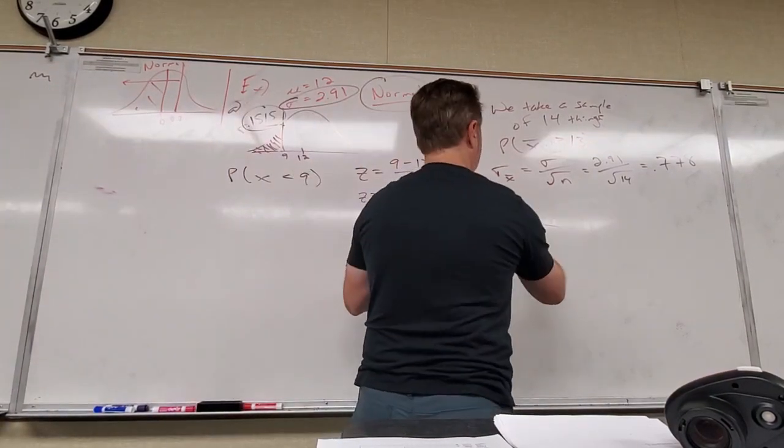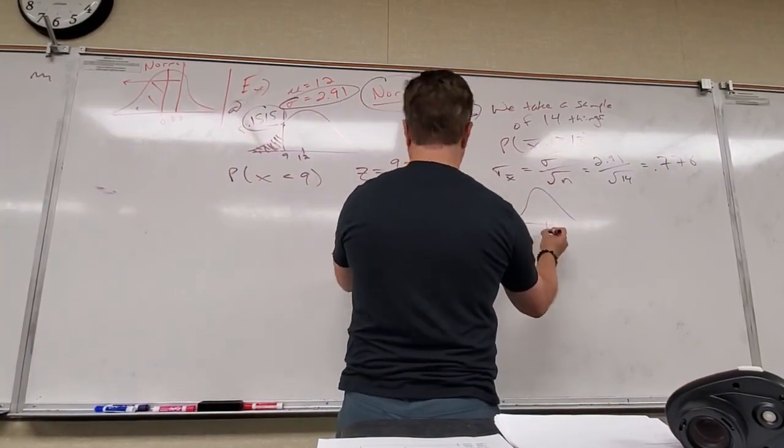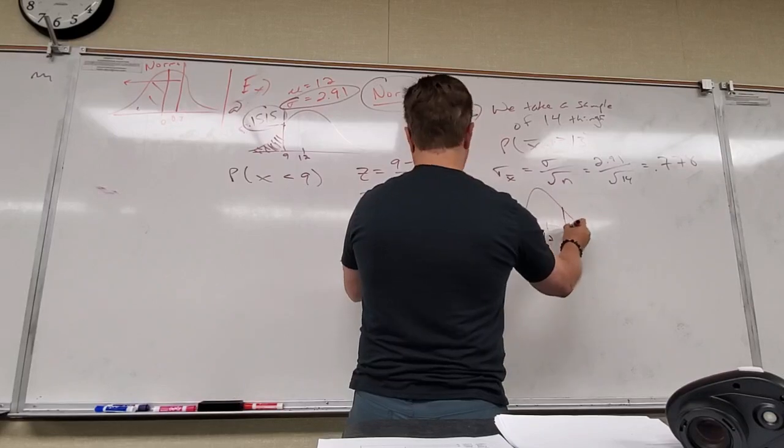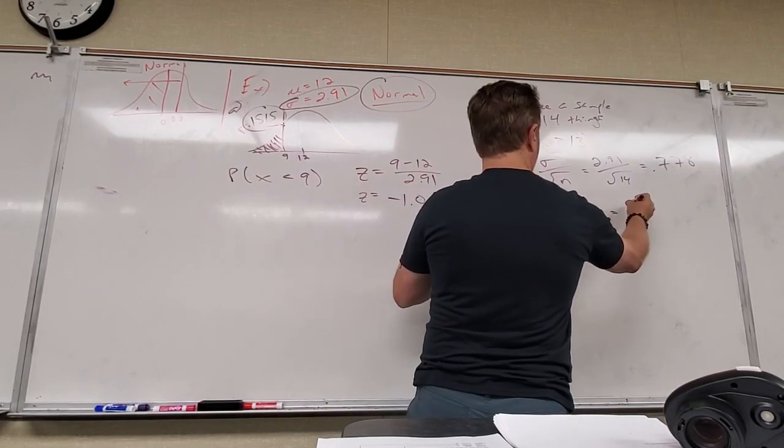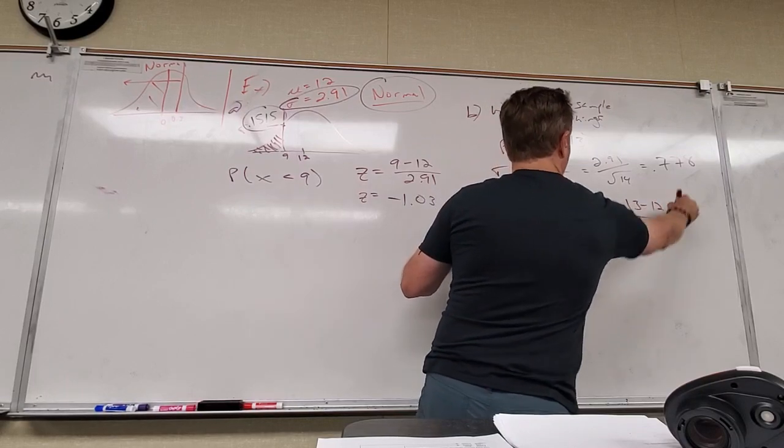So, still the same picture. It'll be a little skinnier, but you don't have to worry about that. 12, 13. I want greater than 13, so now I make a z-score. 13 minus 12 divided by that thing.